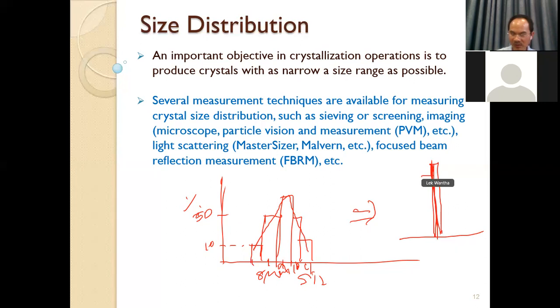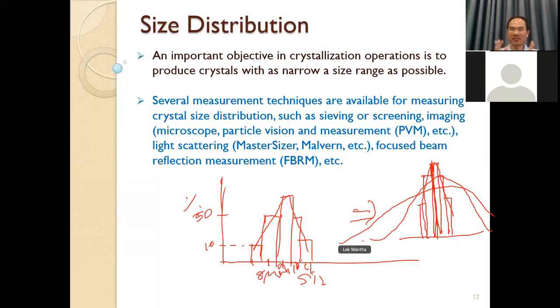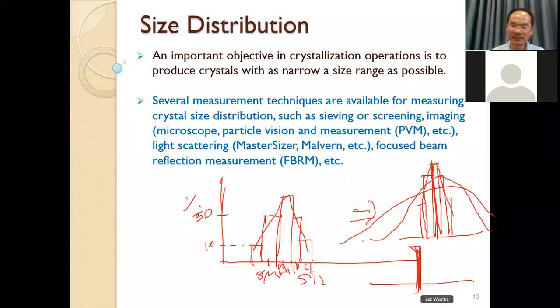Mostly we can control it to be narrow in distribution. It's like this. Sometimes we get a narrow distribution like this, sometimes an even narrower one, something like this. But the ideal is only one size. That's not possible in a real system because we cannot control the production of sugar or sodium chloride to give only one size. We can only control the size distribution to be a narrow size distribution.